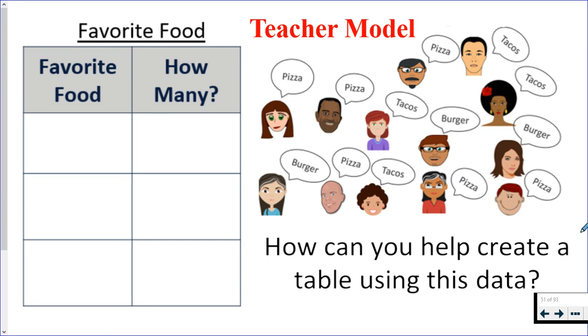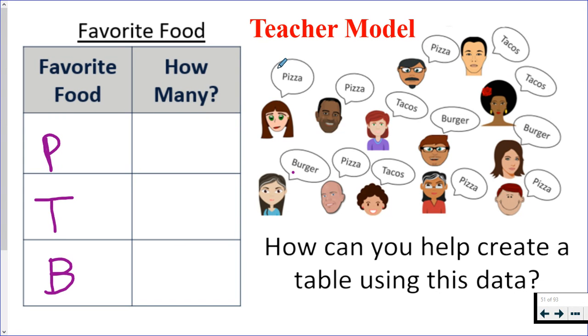We're going to make our own tally chart here. Here's our model over on the side. It says, how can you help create a table using this data? So we're going to take these, cross them off, and make tally marks. But first, we need our categories. I see we have pizza. We're going to put a P for pizza. We have tacos, T for tacos, and you can take your time and actually write out the words. For the sake of time, I'm just going to abbreviate. We have B for burger, so we know what it stands for. As long as you can tell me what it stands for, it's all good.